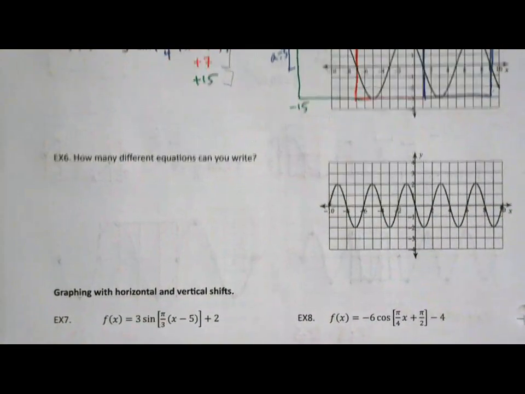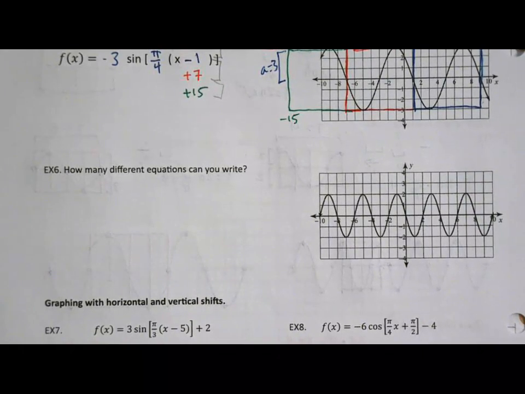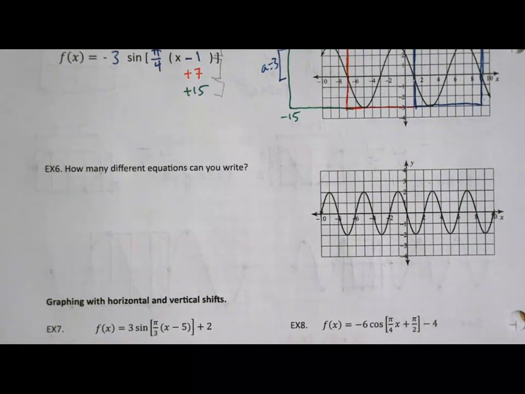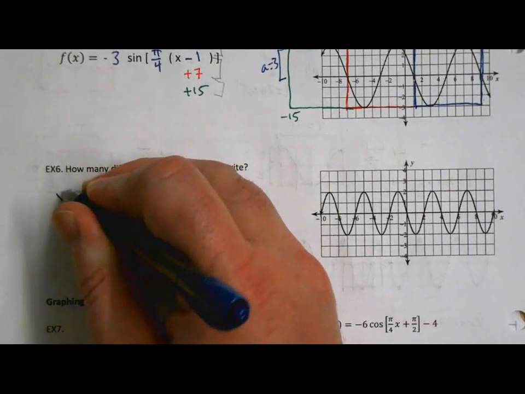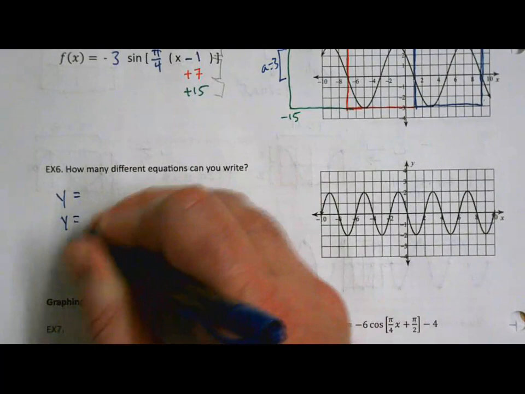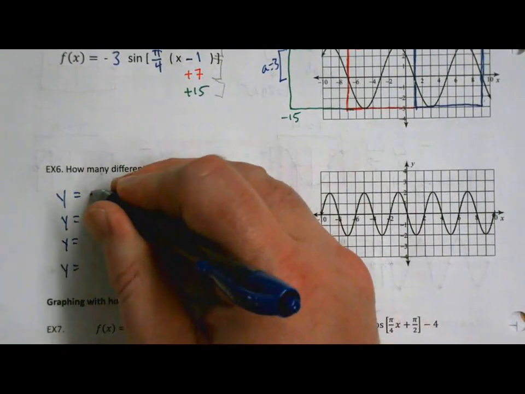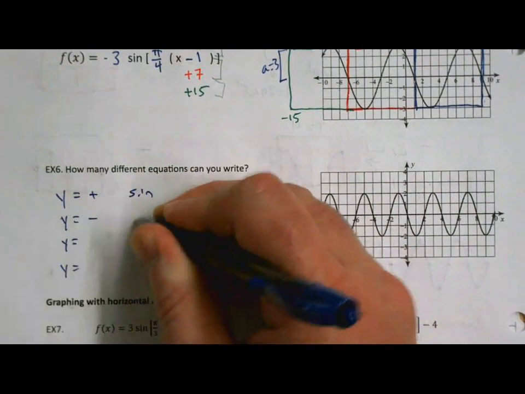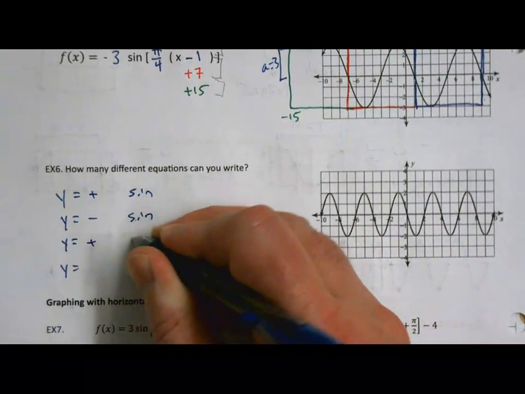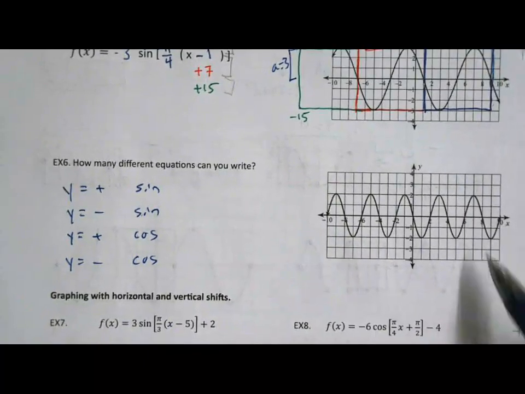So, here's my challenge to you. And I'm not going to give you answers to these because there are an infinite number of answers, but see if you can rise to the challenge here. Can you write me 4 different equations? I would like you to write me one that has a positive sine, one with a negative sine, one with a positive cosine, and one with a negative cosine that all have this same graph.